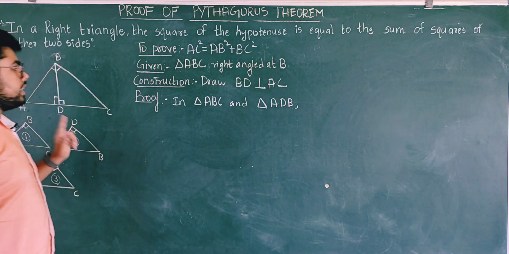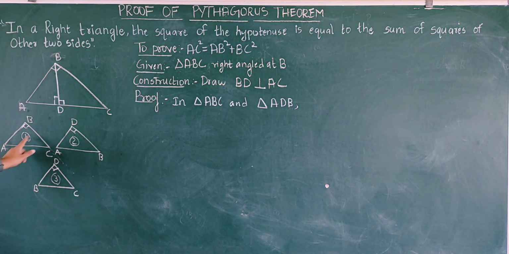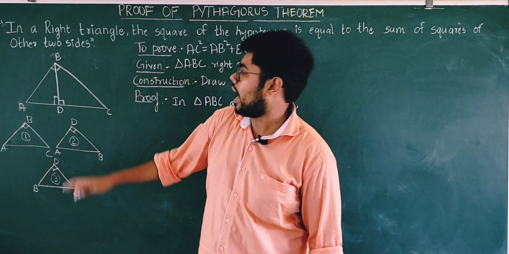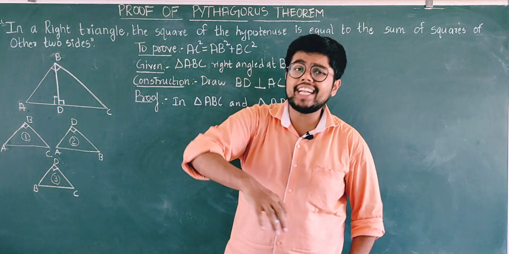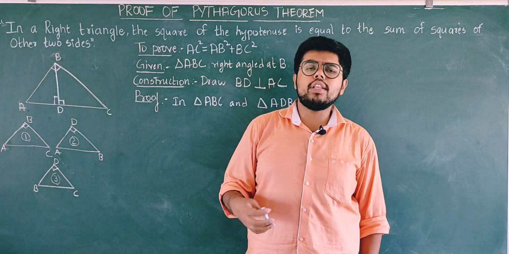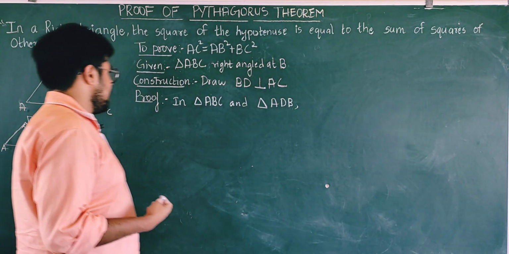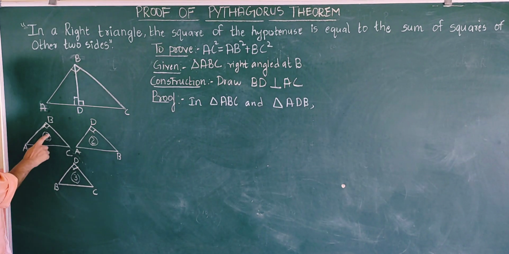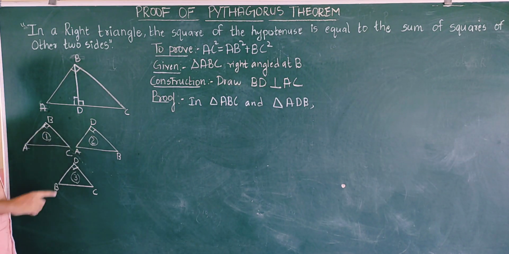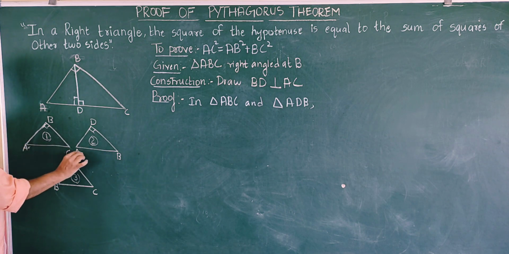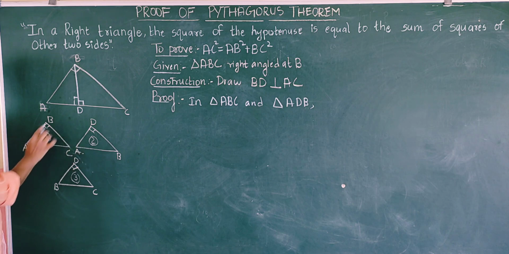This triangle and this triangle. Now in both triangles, I can't say they are already similar. I have to prove that they are similar. In your textbook there is another way given, but I feel this is the best method. How to prove that both are similar? In both, angle B and angle D are 90 degrees already, and angle A and angle A are common for both the triangles.